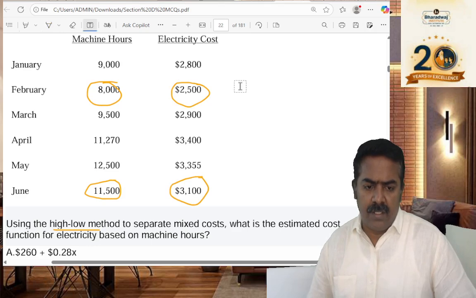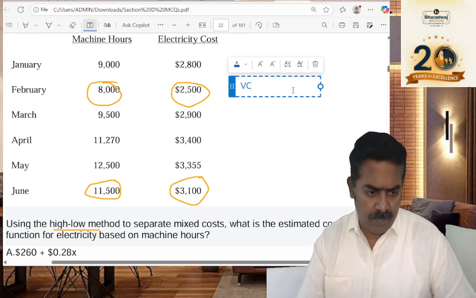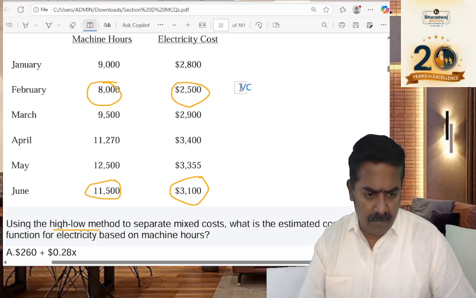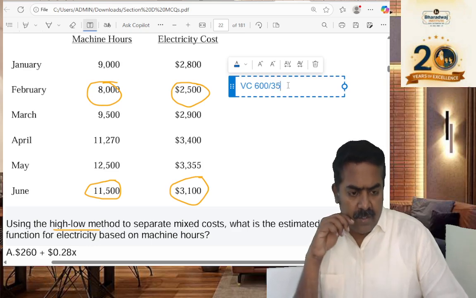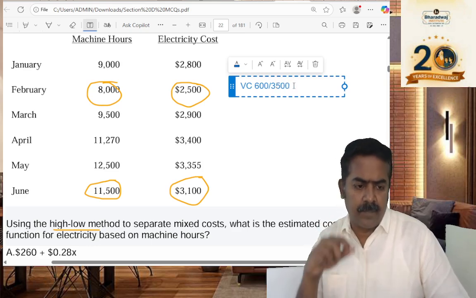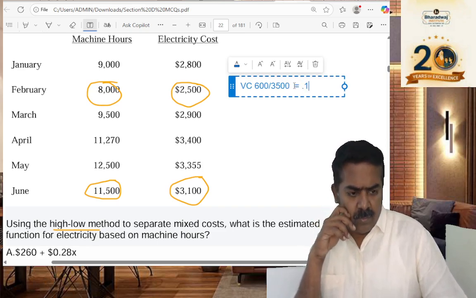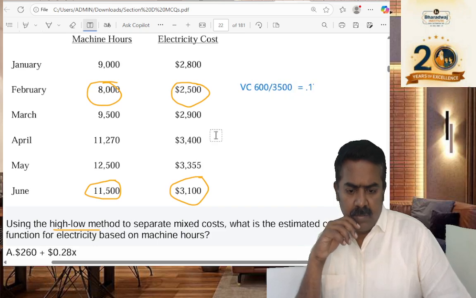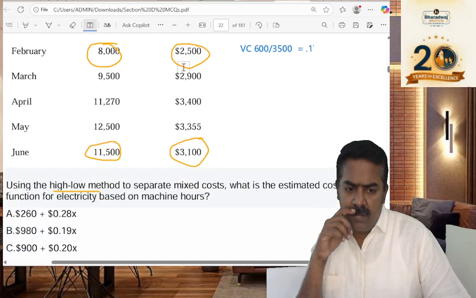What is the change in the cost by change in the output? Variable cost. 600 divided by 3,000. 3,500. What is the change? 0.17. 0.17 comes here.